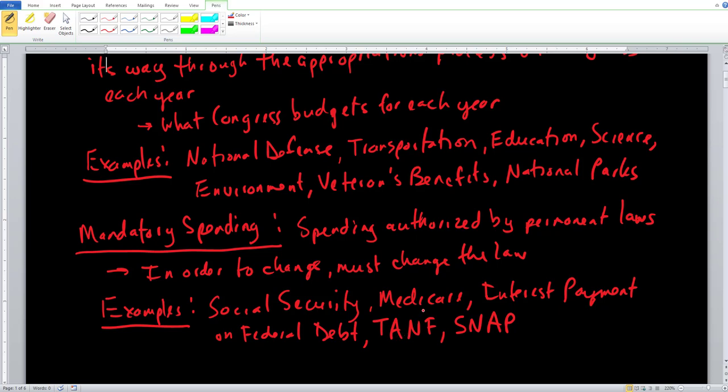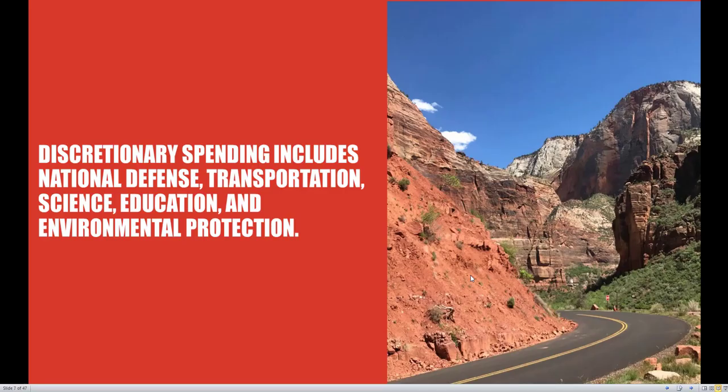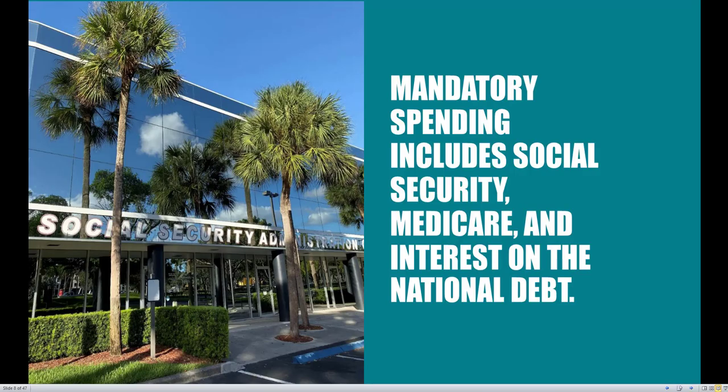As you correctly surmised, mandatory spending is going to be a larger percentage of government spending nowadays, because we do notice people are getting older. They rely on government assistance just a little bit more. So Social Security, Medicare, interest payment on federal debt, these are some of the largest components that we saw in the previous videos. So here, discretionary spending, mandatory spending. Discretionary spending includes these examples that we've already taken a look at. Mandatory spending also includes these categories as well.